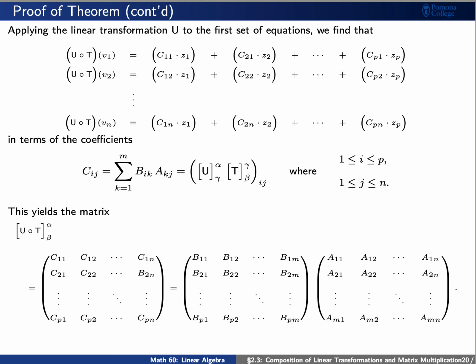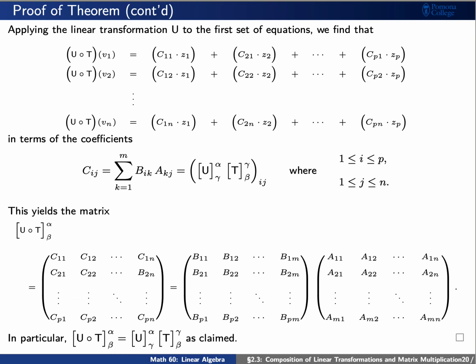This means now that we can actually write the matrix representation of U circle T as a product of matrices. Again, this is how we're defining the product of matrices, as just the formulas that you get by substitution. In particular, we find the formula that we first claimed. Let's try to go through a couple of examples.